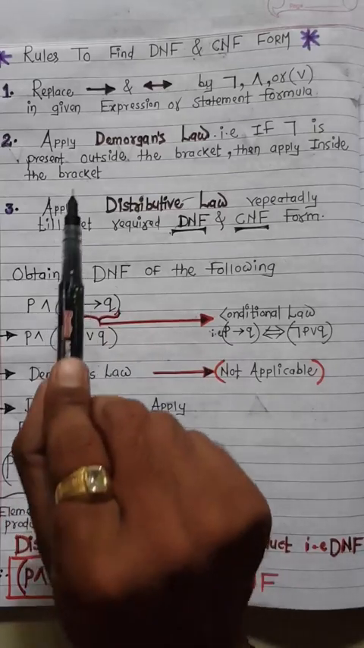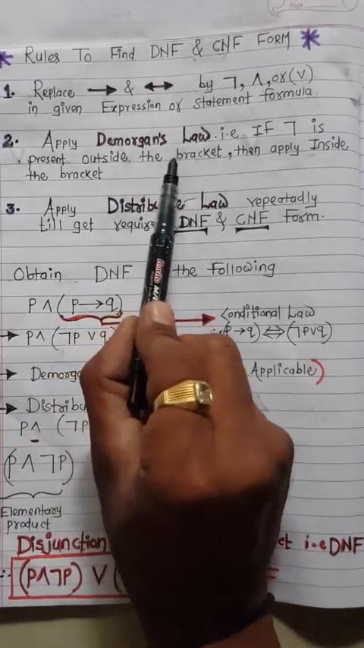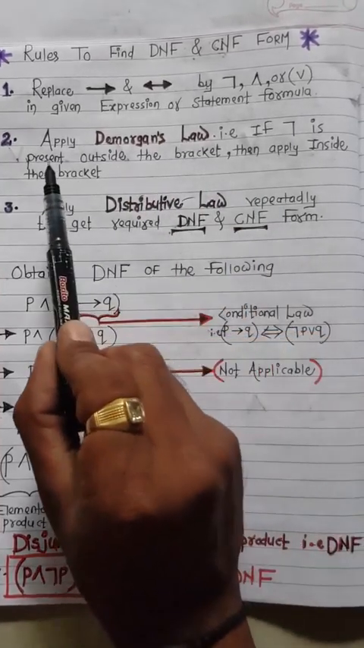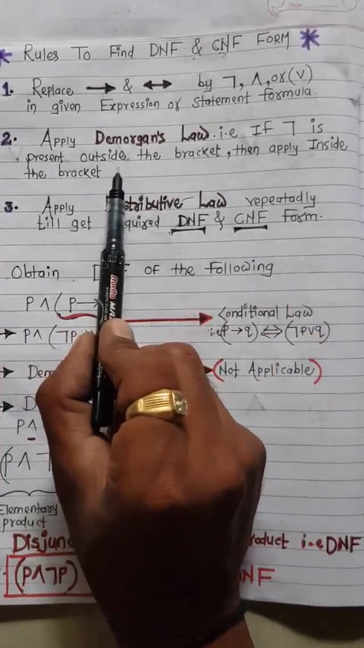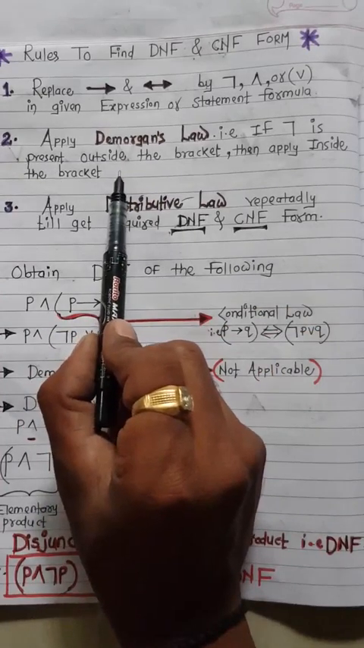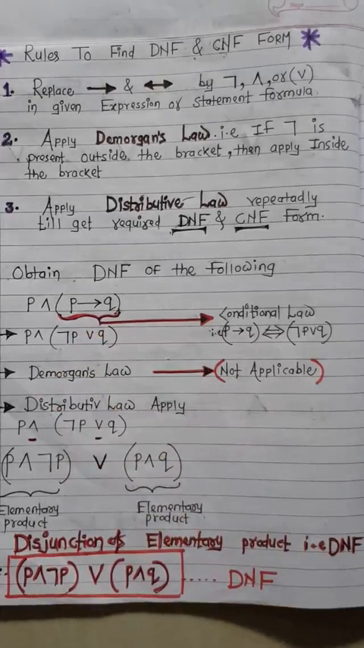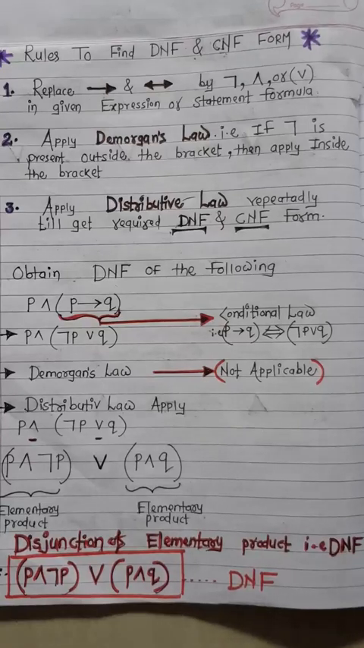Very simple. Apply De Morgan's law. What is De Morgan's law indicating? If a negation sign is present outside the bracket, then we apply it inside the bracket. And we know that when the negation sign comes inside the bracket, this negation is applicable to each and every atomic proposition, and whatever sign is present inside the bracket will change. After applying the second step, again we have to check whether we are getting the required DNF or CNF form. If yes, then we stop. If not, then we move towards the third step.